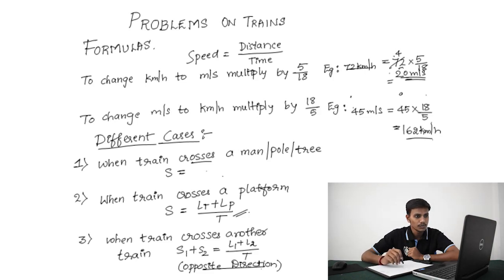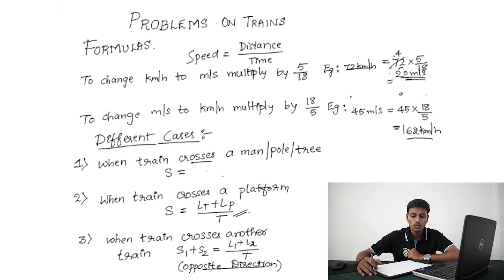Speed is equal to distance divided by time. This is the basic formula we have. If we have a quantity in kilometer per hour, to convert it into meter per second, we multiply it by 5 by 18. For example, 72 kilometer per hour is 72 into 5 by 18, and we get 20 meter per second. In the same way, to change any value in meter per second to kilometer per hour, we multiply it by 18 by 5. For example, 45 meter per second is 45 into 18 divided by 5, and we get 162 kilometer per hour.